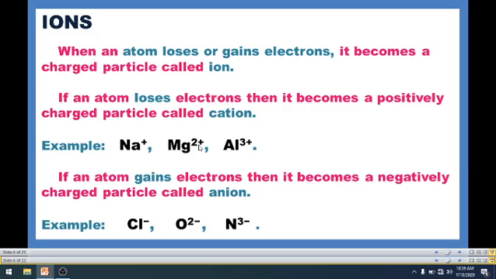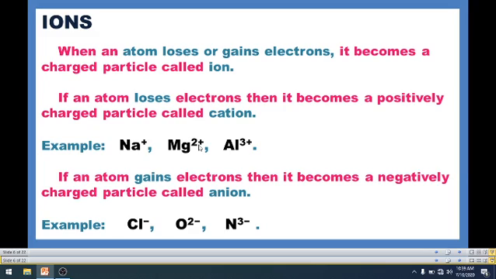Ions. When an atom loses or gains electrons, it becomes a charged particle called an ion. Suppose an atom loses electrons, then it becomes a positively charged ion called a cation. For example, Na plus, Mg 2 plus, Al 3 plus. These are all cations, positively charged ions.